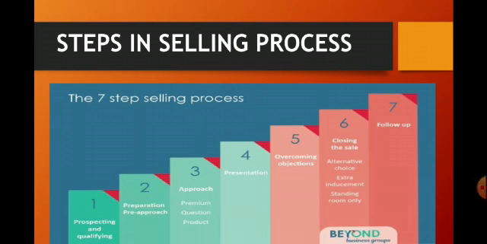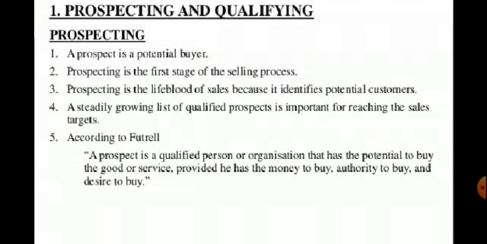There are 7 steps in selling process starting from prospecting and qualifying. Prospect is a potential buyer. Prospecting is the first stage of selling process. Prospecting is the lifeblood of sales because it identifies potential customers. A steadily growing list of qualified prospects is important for reaching the sales targets.